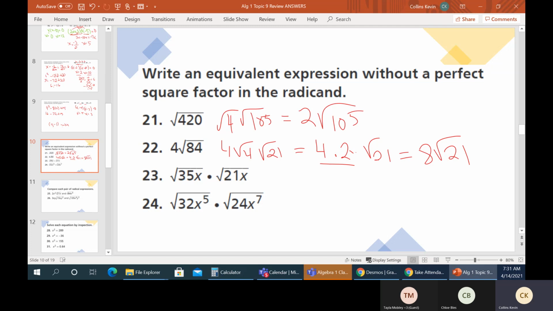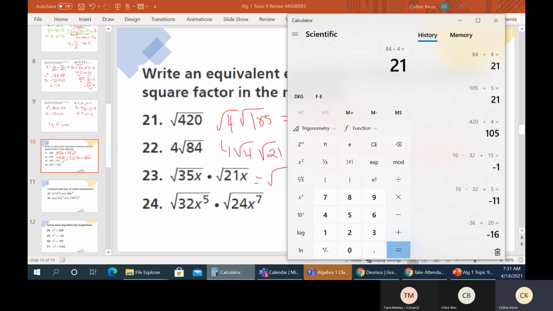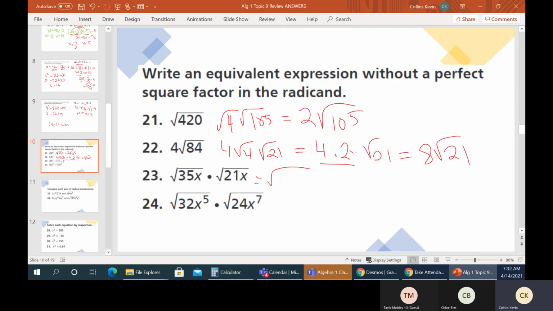All right, so the next one, let's go ahead and multiply the stuff together. So if I multiply these together, 35 and 21, let's check it out. There's the 21 already, so 21 times 35. 735. All right, so 735. And then x times x is x squared. Now the square root of x squared is just going to be x, so that part's easy.